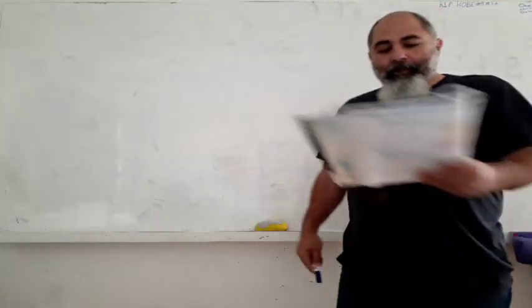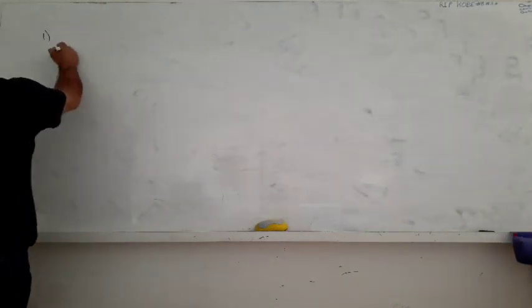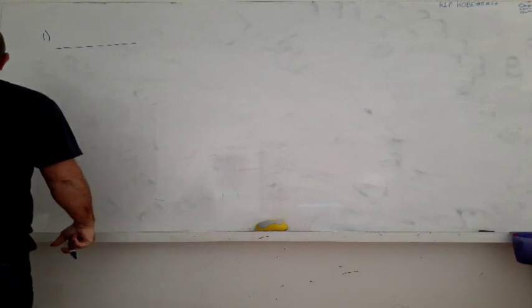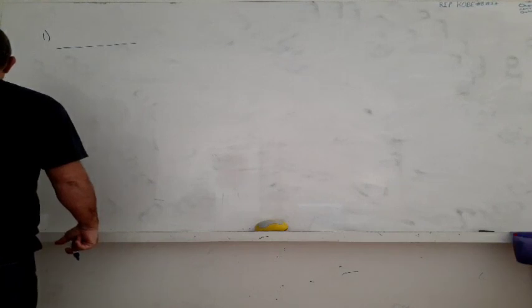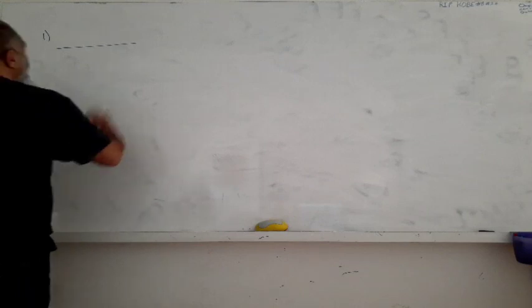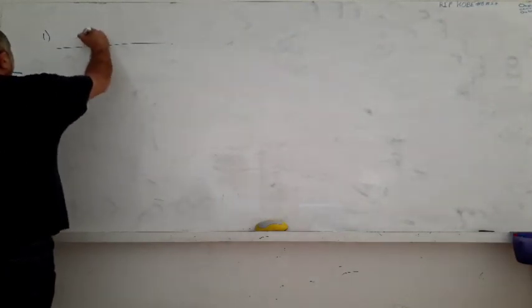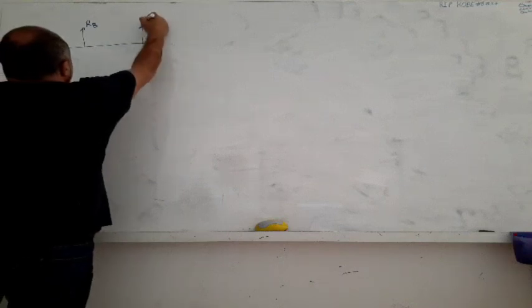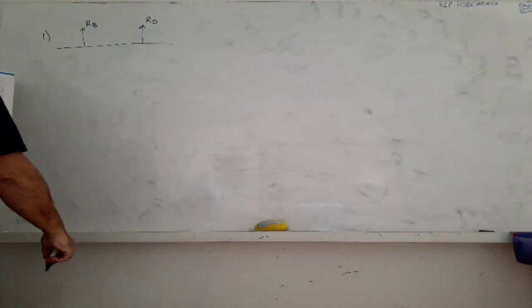Here we have a plank of length 6 meters, weight 100 newtons, resting in a horizontal position on supports B and D, where AB is 1 and DE is 1.5. If we have supports, that means we have normal reaction forces on the supports. So we have RB there and RD there. Remember, we have to know the distances of the reaction forces from A.